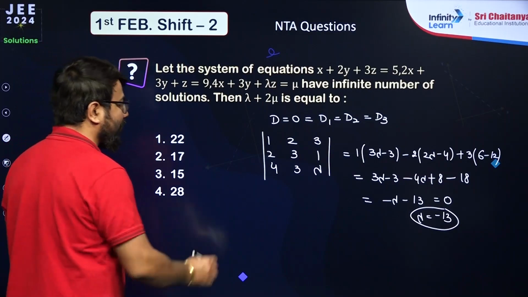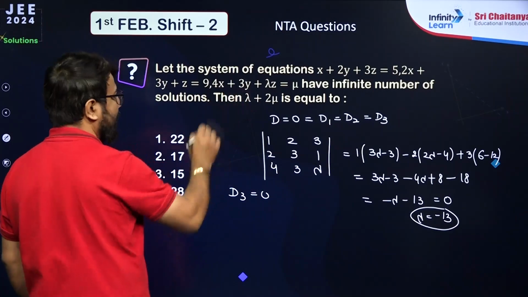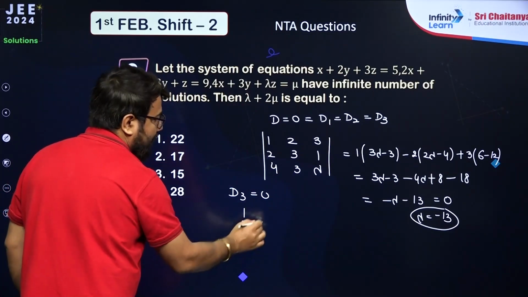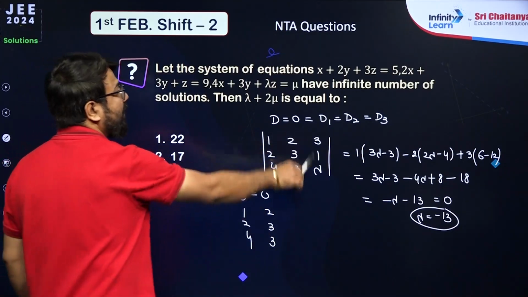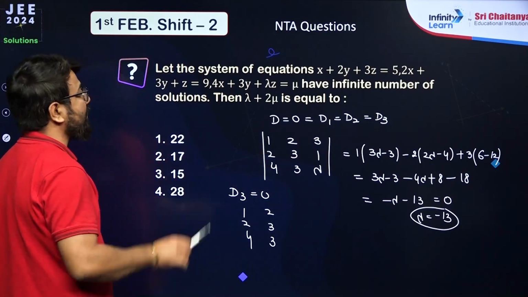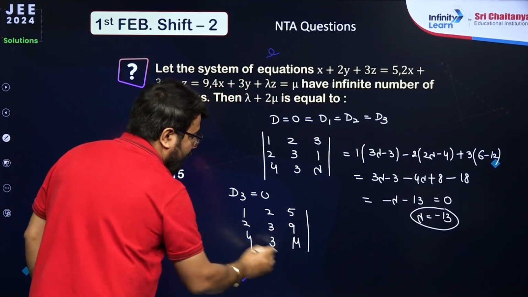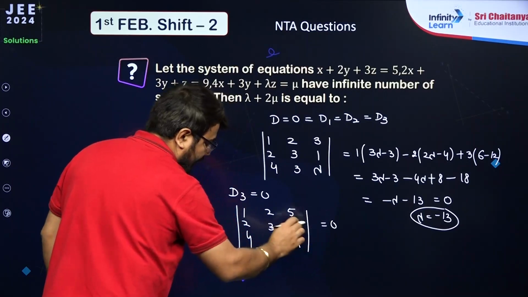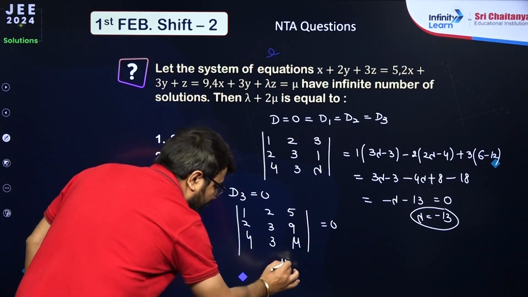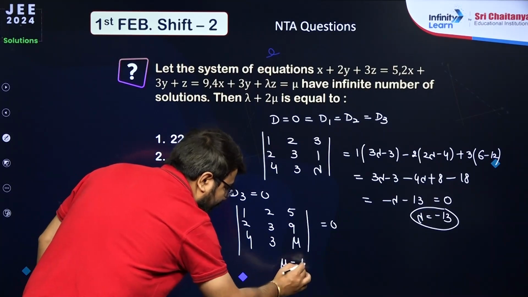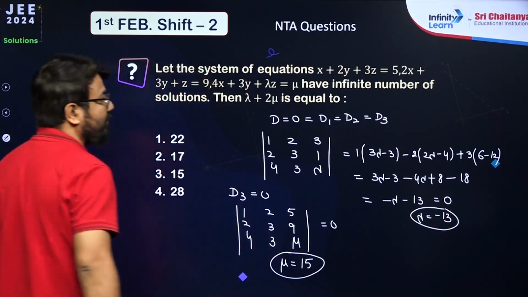If I want to get the value of mu, let us take the value d3 equals 0. d3 means the first column will remain the same, 1, 2, 4, the second column will remain the same, 2, 3, 3. But in the third column, instead of 3, 1, lambda, we'll be using the constants 5, 9 and mu, and make this determinant equal to 0. If I expand this determinant, I will get the value of mu. So the value of mu obtained here is 15. I got the value of lambda as minus 13 and mu as 15.